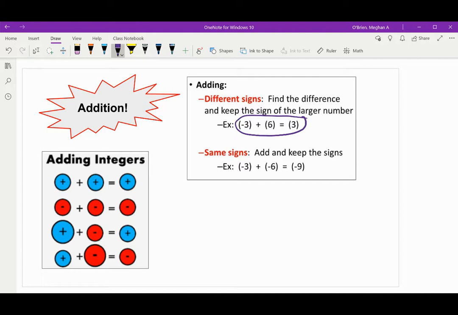Now, when the signs are the same, we just add like normal. And then let me add just one more example of different signs. So if we have -4 plus 3, then in this case, we have more negatives than we do positives. So my answer will be negative. And then the difference between them, because those zero pairs cancel out, I would have 1 negative left over.